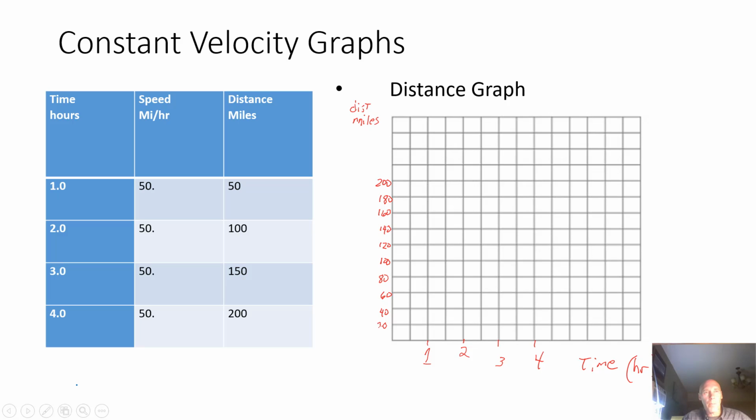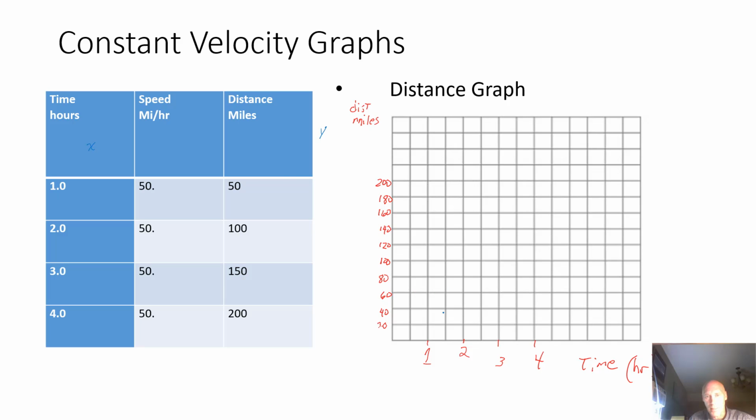So to begin with, we're going to work with a constant velocity graph. So here's a data table for a car going a constant speed. We'll call it a speed here because it's a typical car going down the road here. And every hour that goes by, they stay at 50 miles per hour. So this should be a fairly easy graph to make. So if I want to do a distance versus time, this is going to be my y-axis, and this is going to be my x-axis.